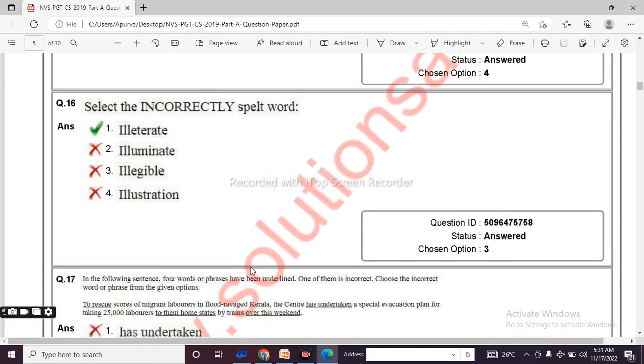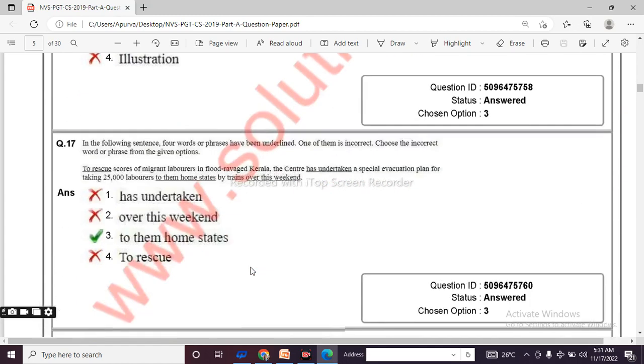Select the incorrectly spelled word. Illiterate, illuminate, illegible, illustration. So you can see the spelling of illiterate is wrong.